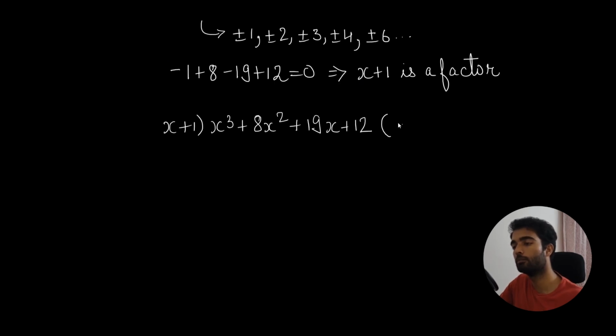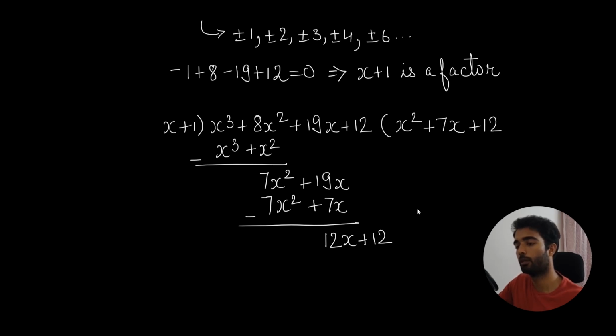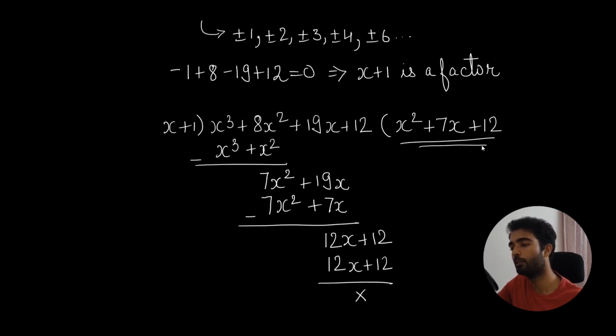We see that the first term is cubic, so we'll multiply this with x squared to obtain x cubed plus x squared. We subtract the whole thing to get 7x squared. Next we will multiply it with 7x. Next we will multiply x plus 1 with 12 to get rid of this term, and we see that there is no remainder left, which implies this is the quotient when we divide this equation with x plus 1.